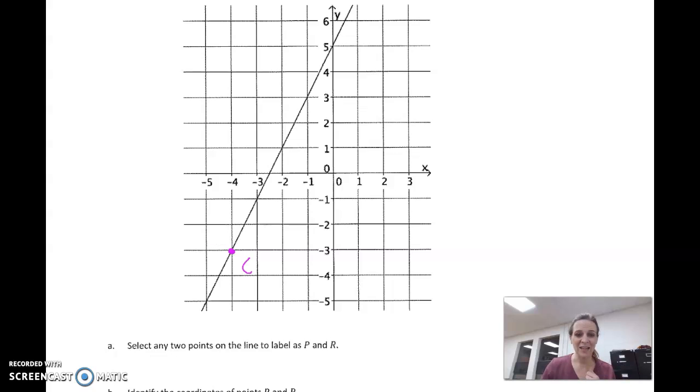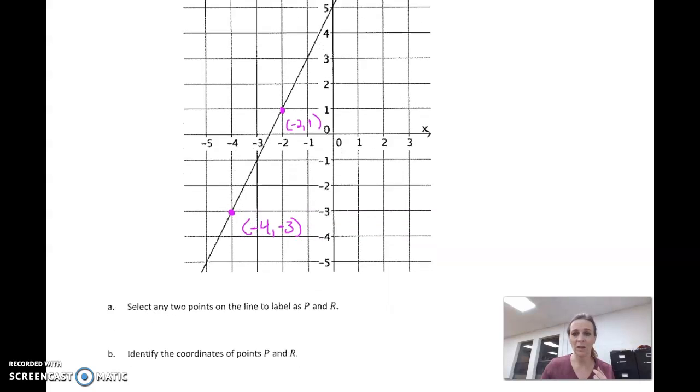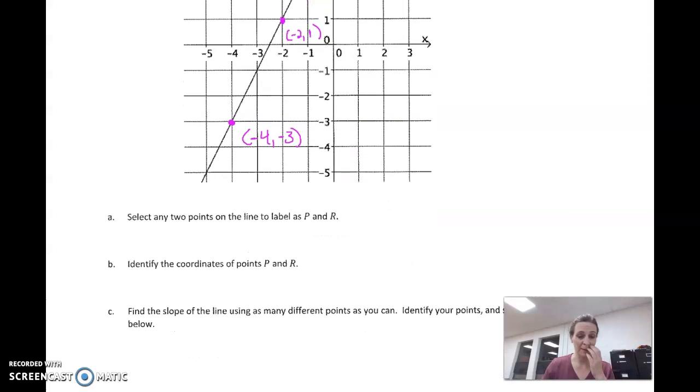That is the point -4, -3. And let's say I pick this point here. Again, I'm going through grid lines. This will be R, and this is the point -2, 1. So I'm going to use these 2 points. Identify the coordinates. I'm going to write them both here, and I'm going to do a second problem over here, so you might want to leave some room. So this over here is -4, -3, and -2, 1.